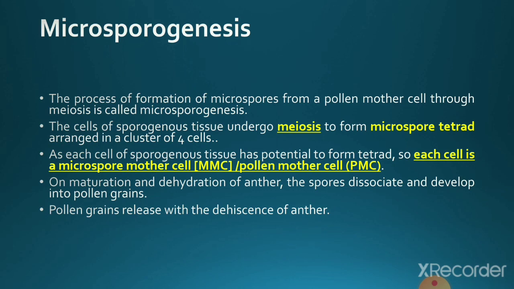On maturation and dehydration of the anther, the spores dissociate and develop into pollen grains. When these 4 cells of the microspore tetrad get dry by dehydration, they dissociate, get separated from each other, and finally develop into separate pollen grains. When these pollen grains are formed, they are released from the microsporangium by the dehiscence of the anther.